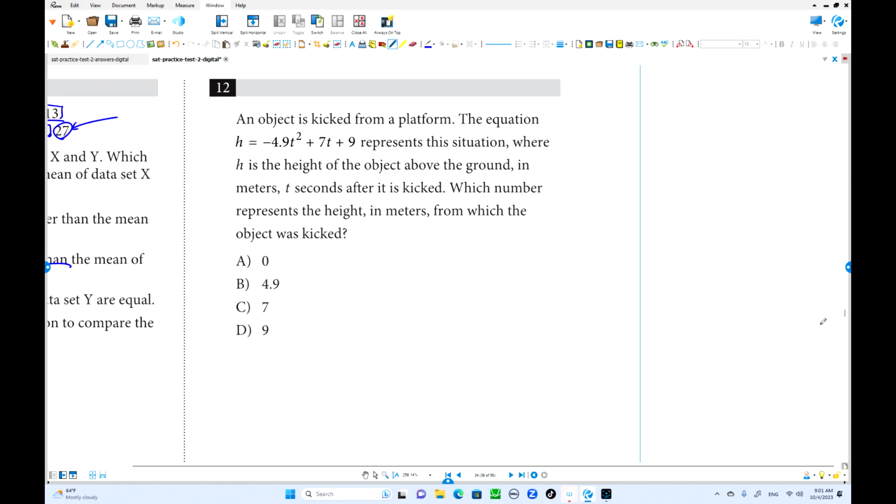Here is number 12. This is a rocket and the platform. So when t equals 0, there is a 9, okay? This is 9. The graph looks like this way. It hits the ground up here. So h is the height, t seconds after it is kicked. Which number represents the height in meters from which the object is kicked? This is kicked when t equals 0, okay? 9 is the initial height, okay? So choice D is the answer.